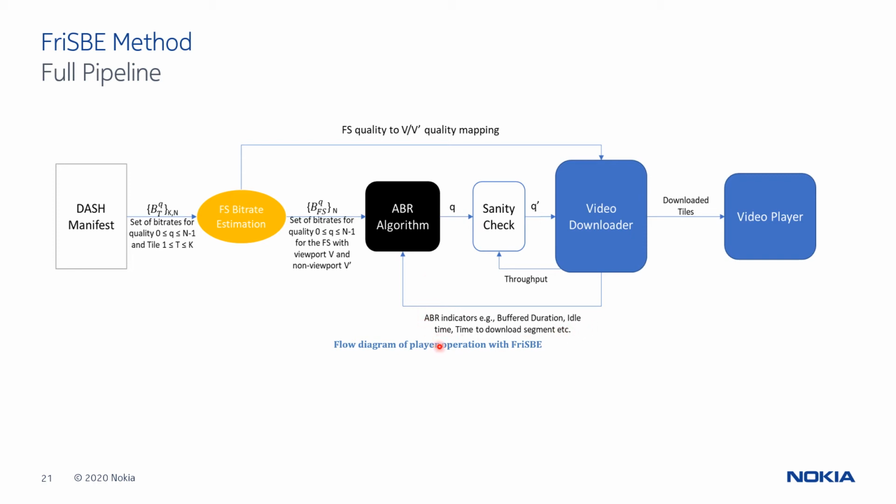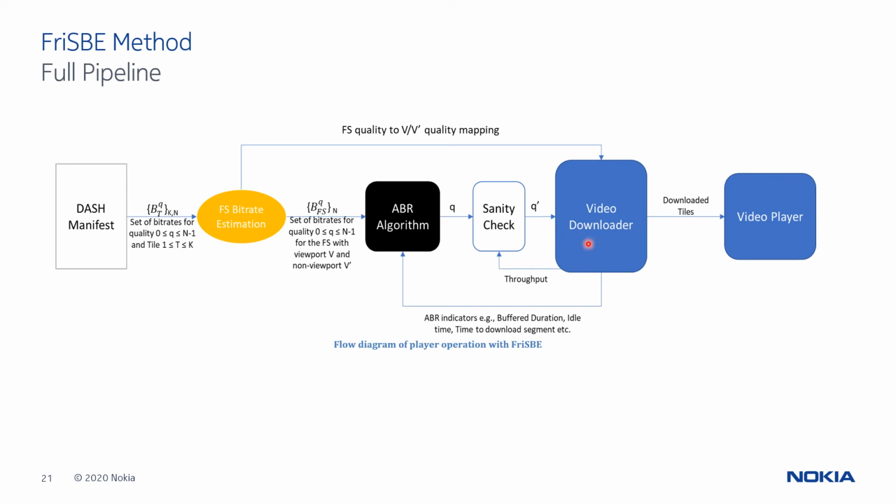The ABR algorithm is a black box, as can be any 2D ABR algorithm, and it has these ABR indicators that it receives from the video downloader, including buffer duration, the idle time, the time to download a segment, etc. And then based on these, it picks a value Q for the quality, which passes a sanity check. If the throughput is enough, Q dash will be equal to Q. And then it reaches the video downloader.